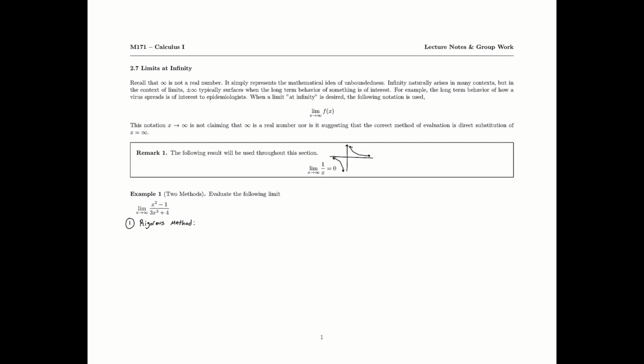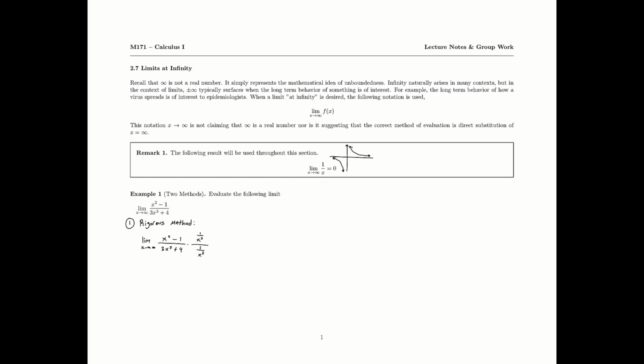So to do this, we're going to notice the largest term in both the top and the bottom. What is the largest term? The largest term is 3x cubed. So what we are going to do here is divide, or I guess you could think of it as multiplying, by 1 over x cubed. But we're going to do that to the top and to the bottom.